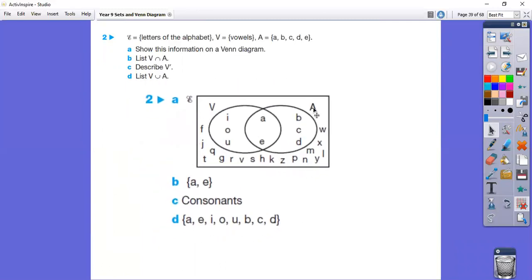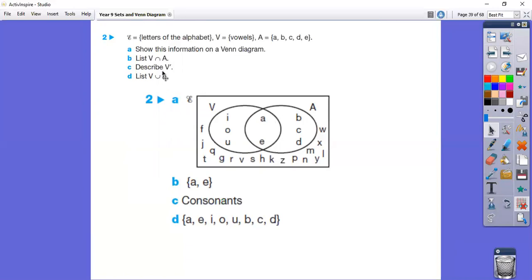So here's our Venn diagram showing this information. You've got the letters of the alphabet, and then set V has, as we said, the vowels A, E, I, O, and U. A and E are common to both set V and set A. Here are our two vowels, A and E. And then list V intersect A. So that's the A and E.